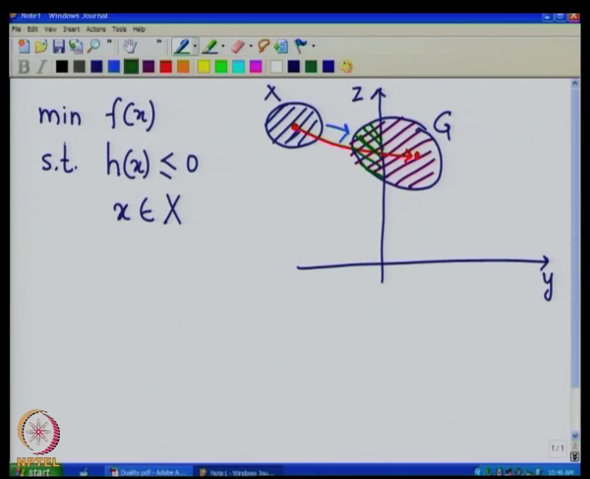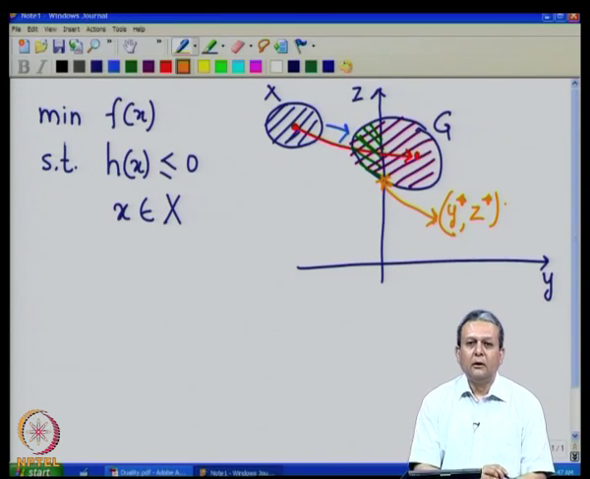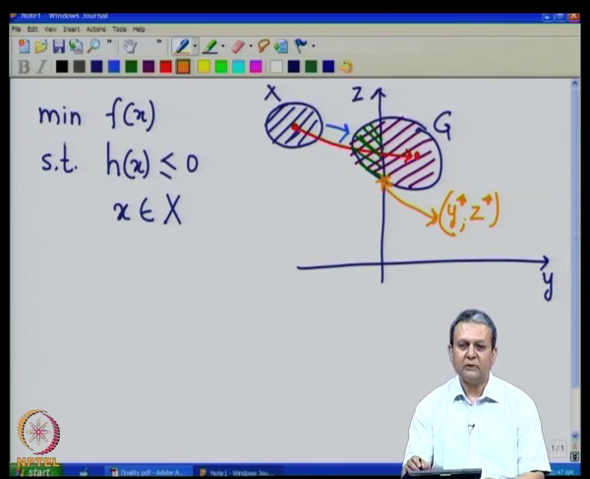Now, we want to find out the minimum of f(x) in the feasible region. And you may note that we have defined z to be f(x). So, we want to find out what is the minimum value of z with respect to this feasible region, and it turns out that this point, which is (y star, z star), is our minimum point. So, in this space we are interested in finding a solution which is (y star, z star).